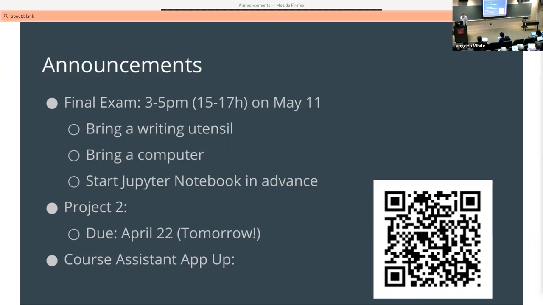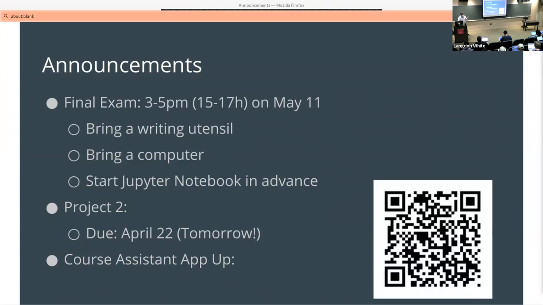So the plan for the final exam is it's 3 to 5 p.m. currently in this room on the 11th. I'm trying very hard to get it to be in not this room, but I have no control over it. We'll see what happens. But the way it'll work is there'll be a written portion as well as a Jupyter Notebook portion. So make sure you set up the Jupyter Notebook in advance.